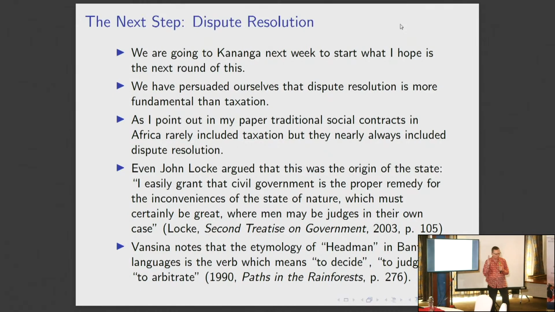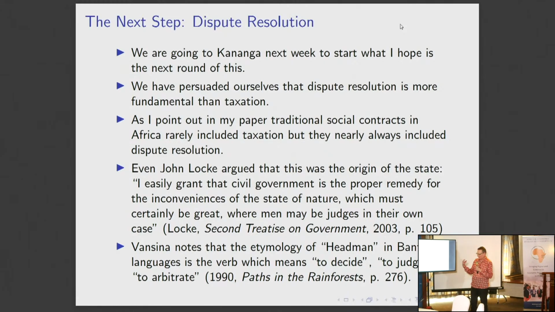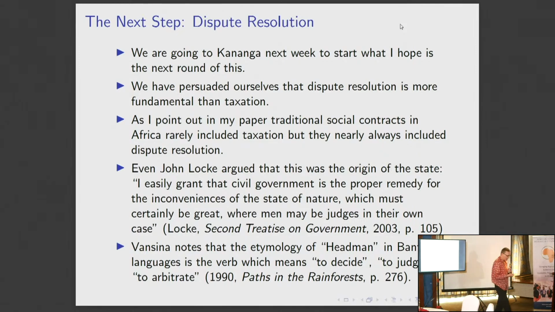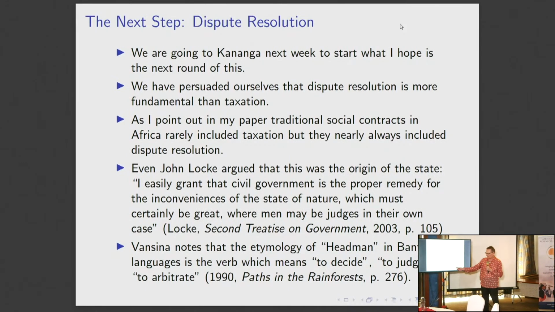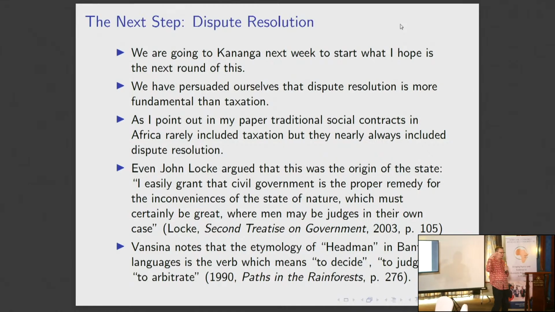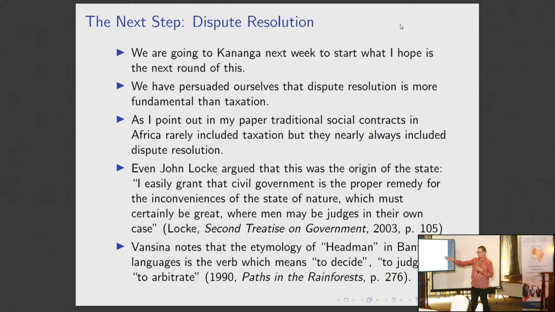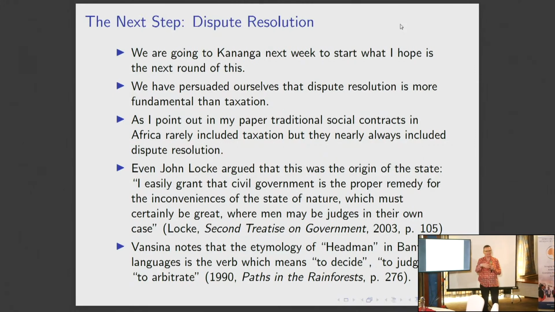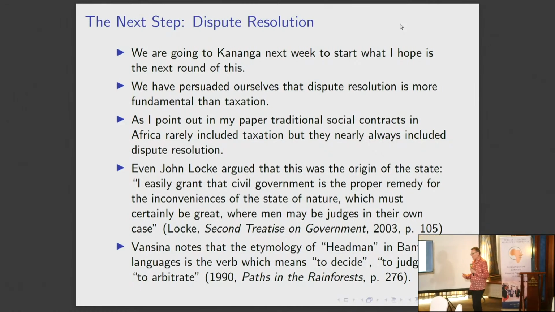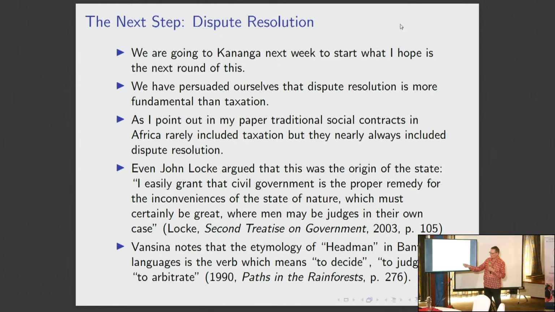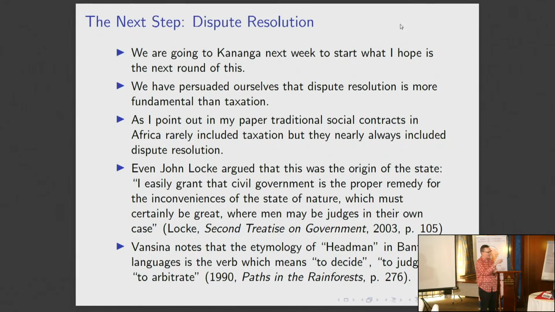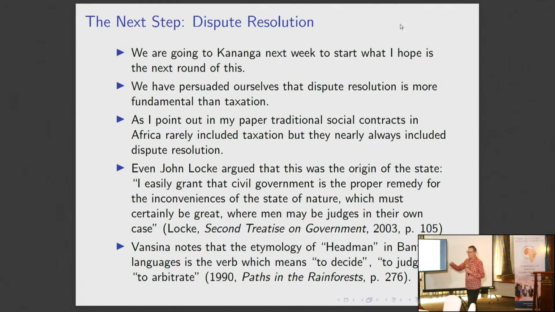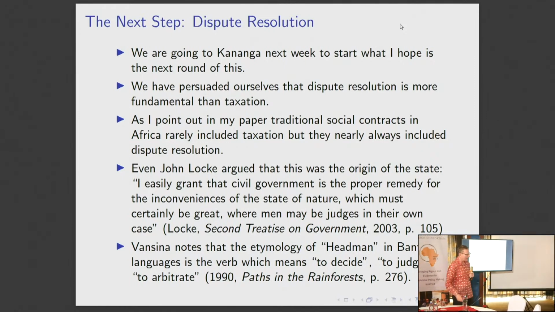My favorite book on African history is by Jan Vansina. Jan Vansina was the great historian of Central Africa, who passed away recently, but he taught at the University of Wisconsin-Madison. His Paths in the Rainforest is his long-run history of the Congo Basin, you could say. And he talks about exactly the same thing, the emergence of bigger political organization, states, and how they happened. He points out that the etymology of the word for headman is to decide, to judge, to arbitrate. The origin of political institutions is actually much more connected to dispute resolution than it is to taxation.